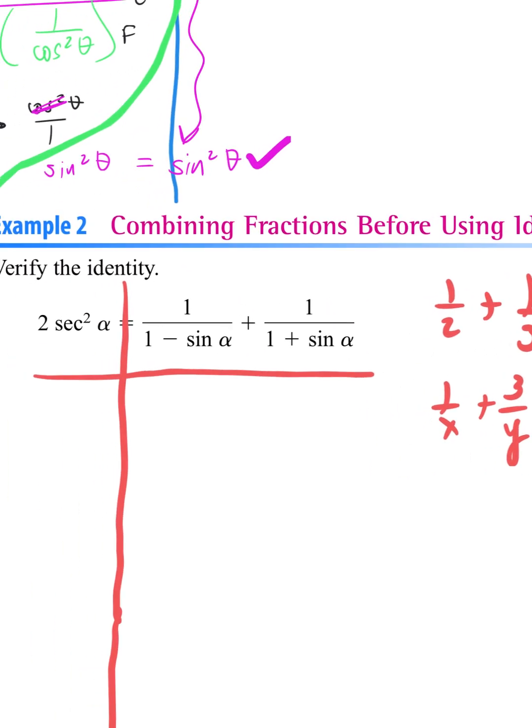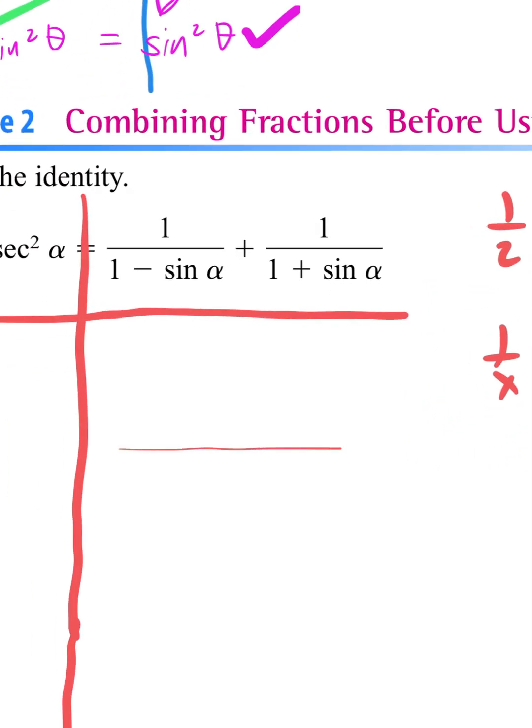What's my common denominator between 1 minus sine alpha and 1 plus sine alpha? Well, hold on. We're advanced. You're advanced there, Chloe. How do I get a common denominator? I'm going to multiply them. So I'm just going to take 1 minus sine of alpha and stick it with 1 plus the sine of alpha. How do you get a common denominator between fractions? Multiply the denominators. Just stick them together.